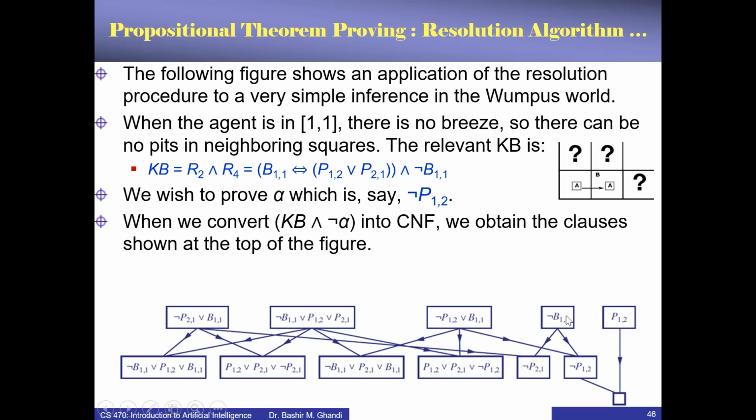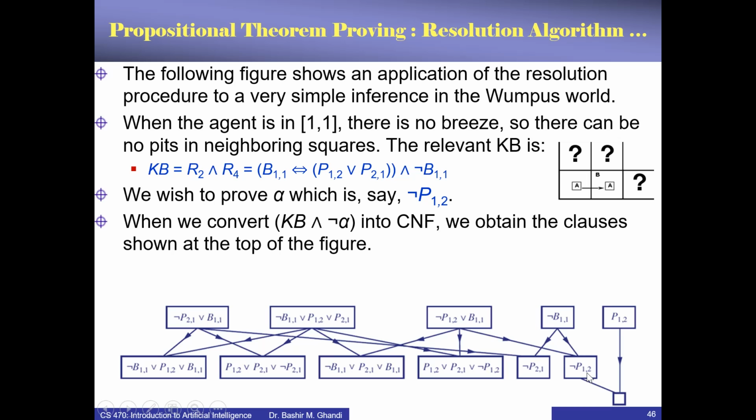This is obtained by resolving not B11 and the first cell here. So obviously the B11 and not B11 will resolve, and you are left with only not P21. Okay. And this one is obtained by looking at these two. They have B11 and not B11, so we have not P12.